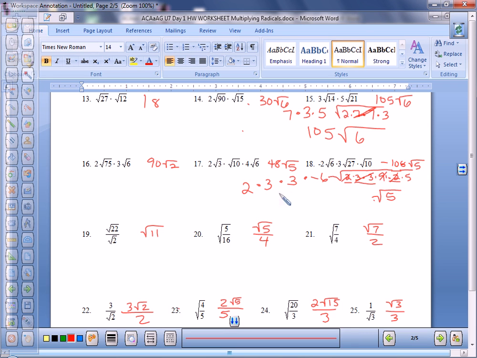So, 9 times -6 is -54, and if I double that, that's -108. So it's -108 root 5.